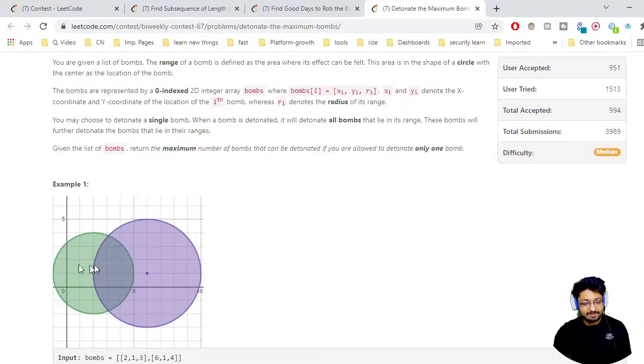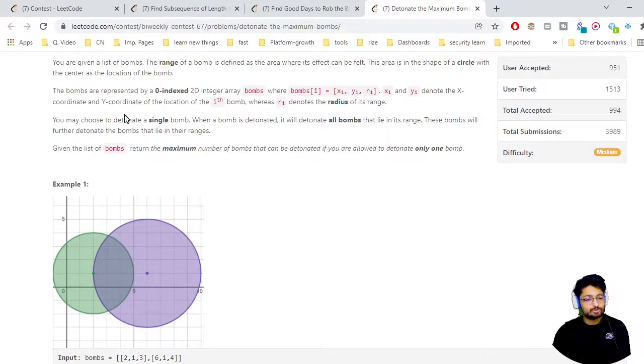So if I blast this bomb, the rays will propagate. This other bomb is not blasted at the start, only this bomb is, but because of the radius of this bomb, it will propagate in this radius and trigger this bomb, and this bomb will also blast. And if there are any other bombs intersecting with this particular bomb, then all the other bombs will also get triggered.